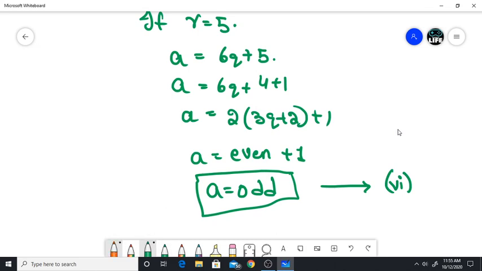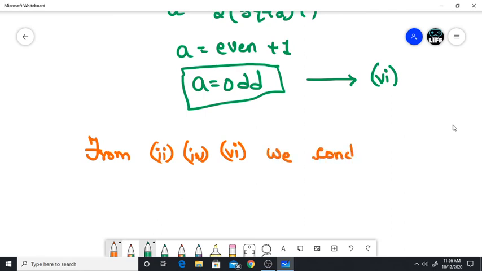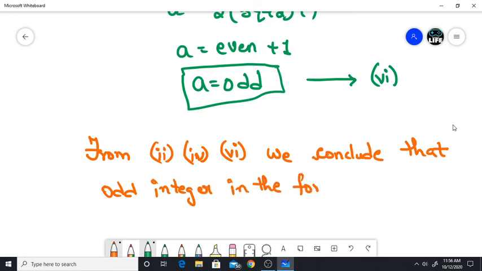So now write the conclusion. From 2, 4, 6, we conclude that an odd integer is in the form 6q plus 1 or 6q plus 3 or 6q plus 5.